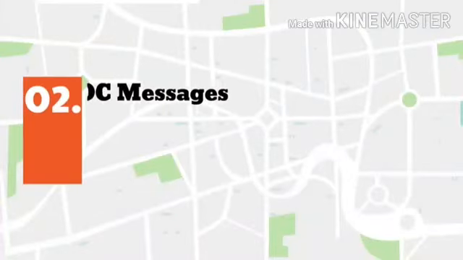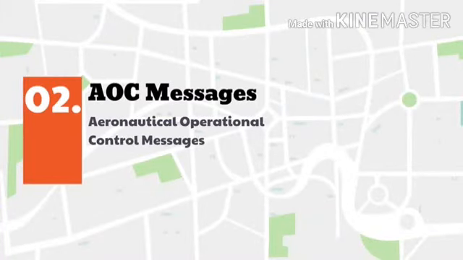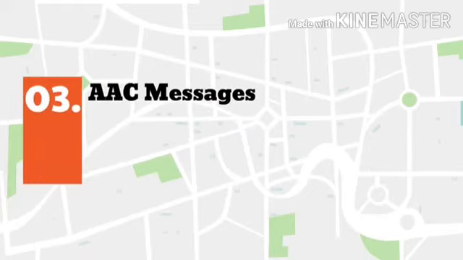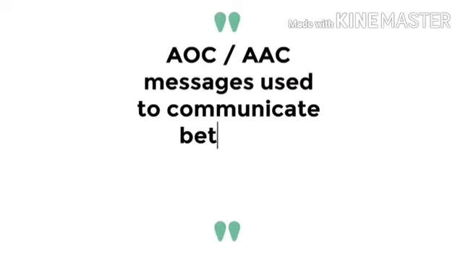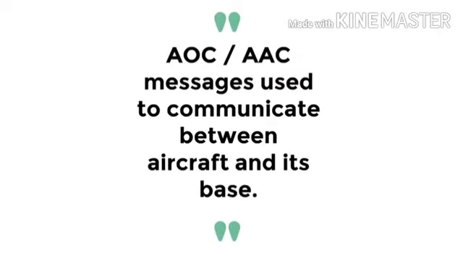Second type is Aeronautical Operational Control, AOC, and the third type is Airline Administrative Control, AAC. These AOC and AAC messages are used for communications between an aircraft and its base. These messages may be of standard form or as defined by users, but all must then meet at least the guidelines of ARINC Standard 618.